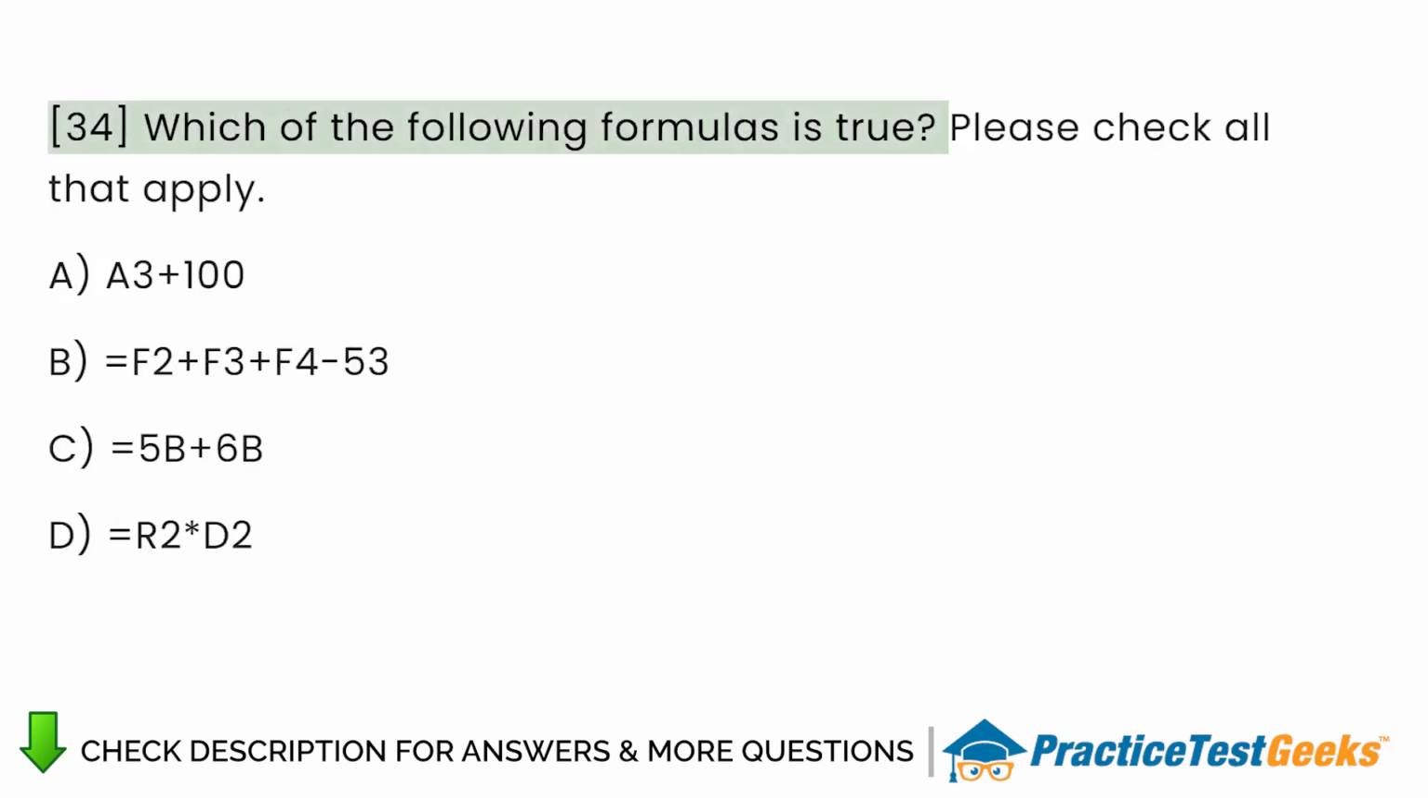Which of the following formulas is true? Please check all that apply. A. A3 plus 100. B. Equals F2 plus F3 plus F4 minus 53. C. Equals 5B plus 6B. D. Equals R2D2.